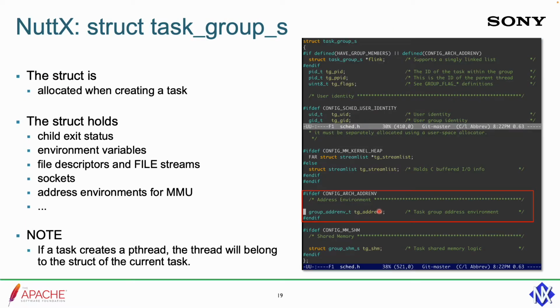The next slide shows struct task group S, which is allocated when creating a task. The struct holds such things as child exit status, environment variables, file descriptors, file streams, sockets, and address environment for MMU, which is very important for the kernel build type. And please note that if a task creates a pthread, the thread will belong to the struct of the current task.